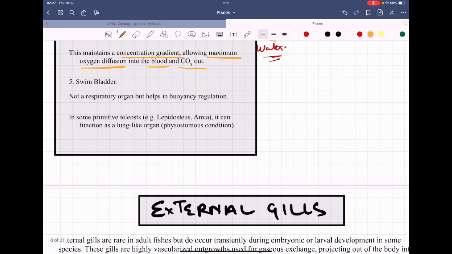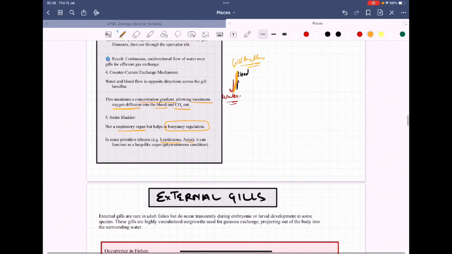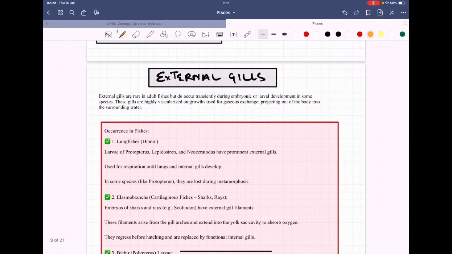There is also a swim bladder. The swim bladder is not a respiratory organ, but it helps in buoyancy regulation. It is found in Lepidosteus and Amia, which are primitive teleosts. It can function as a lung-like organ or in the physostomous condition. So there are also external gills.